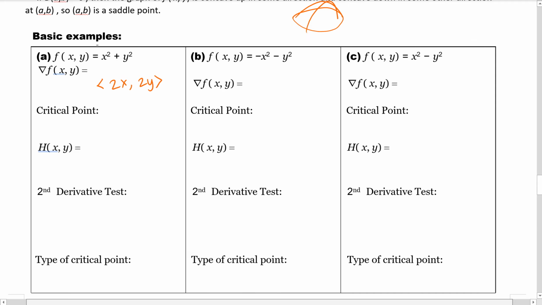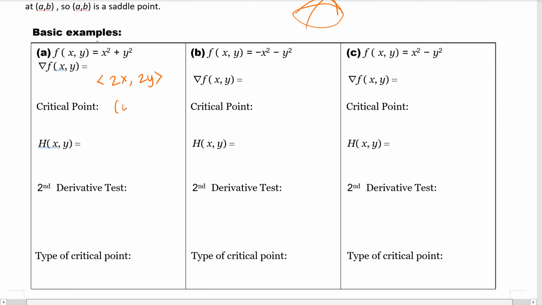So the critical point is (0, 0). Okay, so what is the Hessian matrix? fxx: we take the derivative of 2x with respect to x, we get 2. fxy: the derivative of 2x with respect to y is 0. And this is 0 as well. The derivative of 2y with respect to y is 2. Okay, now what is D? D is the determinant of the Hessian matrix. 2 times 2 is 4.